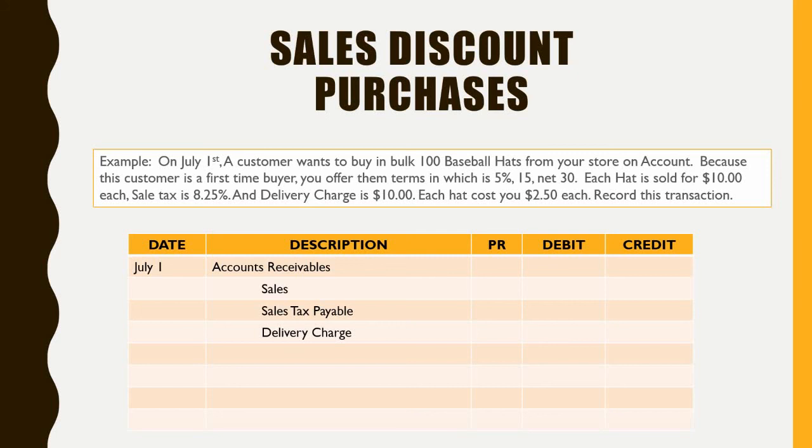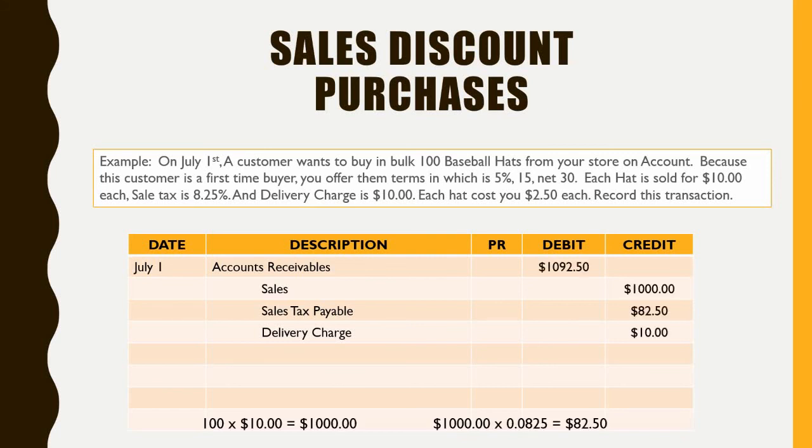We're going to recognize that there's an accounts receivable. The sales is that we sold 100 baseball hats for $10 each, which gives you $1,000. Tax on the $1,000 is going to be $82.50, plus $10, because you cannot tax on delivery. So we charge the delivery charge very last, and that gives you a total of $1,092.50. So that is us charging the customer.